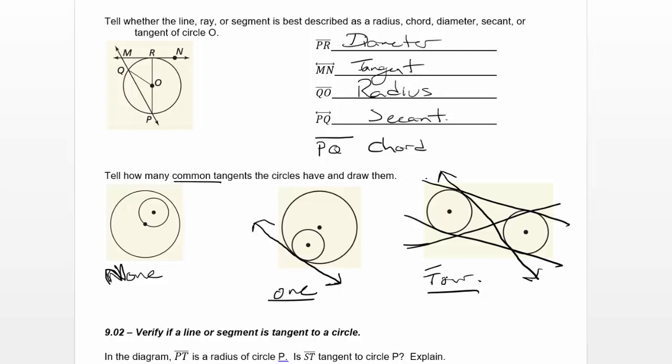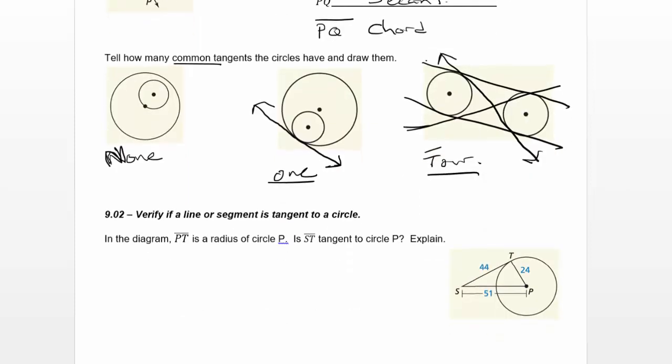I would challenge you to try, looking at these, to dream up situations where you can draw two circles, but there be exactly two common tangents and exactly three common tangents. See if you can decide what that picture might look like on your own.